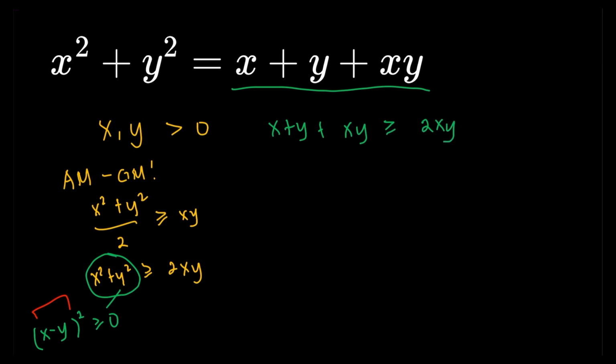So I'll put everything to one side over here. 0 is greater than or equal to xy minus x minus y. And I would want to try to solve for x and y over here. So I'm going to copy this again: 0 is greater than or equal to xy minus x minus y.